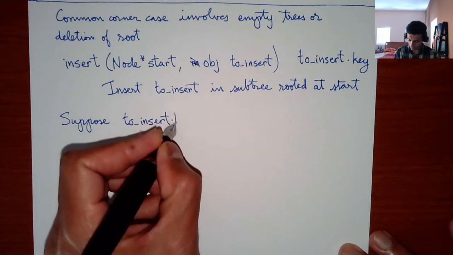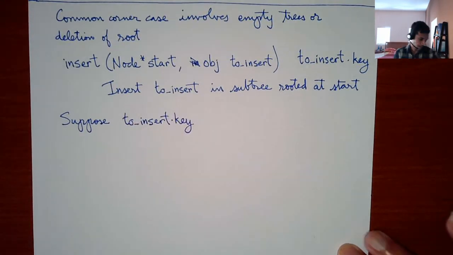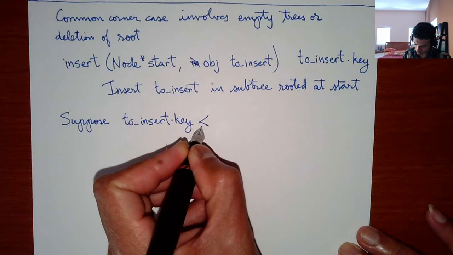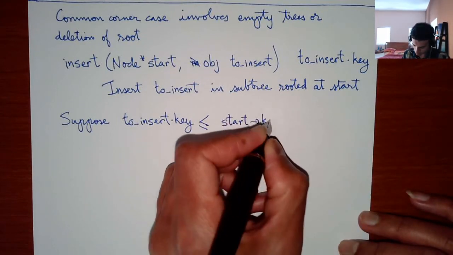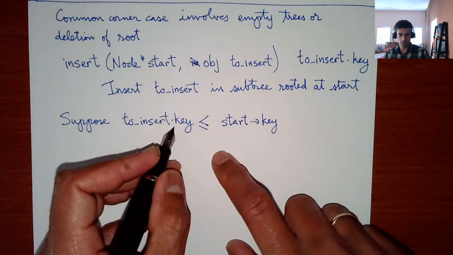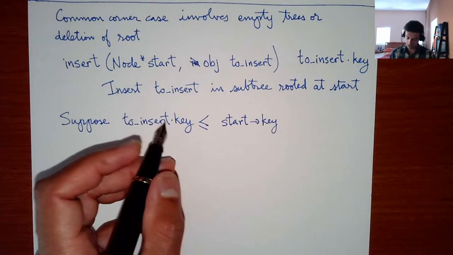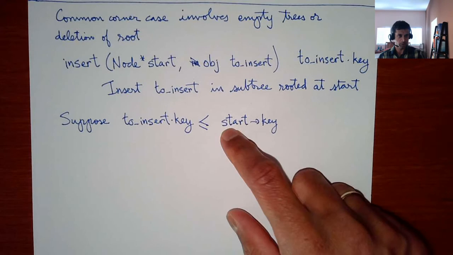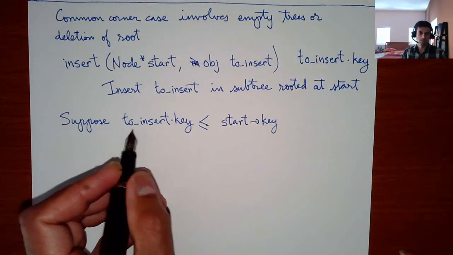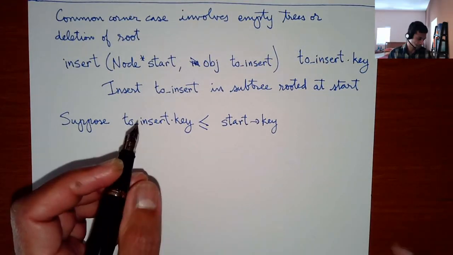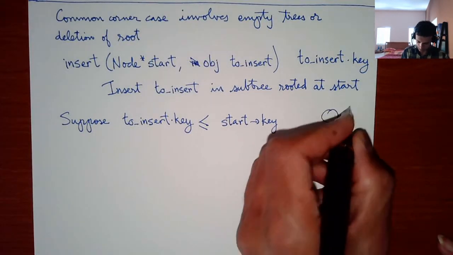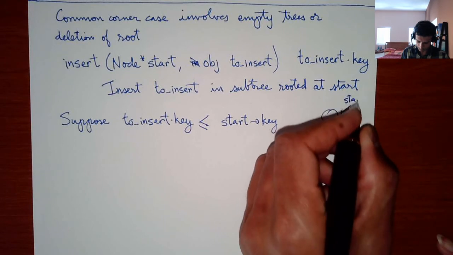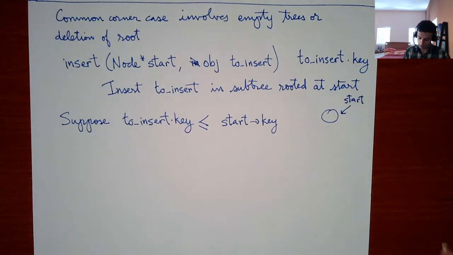the key was actually less than this key. Again, I put a dot here because I think of the object having the key, and I put an arrow here because start is a pointer. Okay, so think of this as the object having a key. Okay, so here's start. And now what we need to do is insert it in the left side.